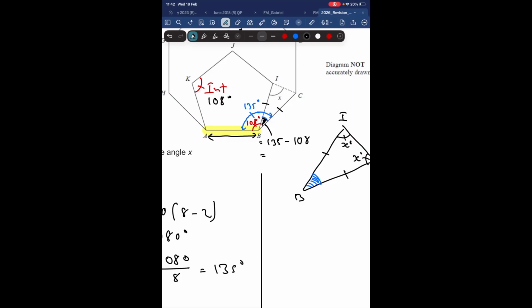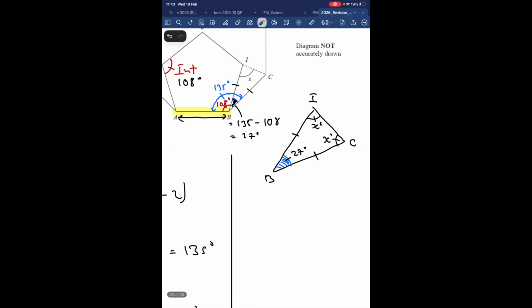And if we work that out, that's going to give us 27 degrees. So this little angle here, in black, not blue, is going to be 27 degrees. So this has got to be 27 degrees as well. So I'm going to mark in this angle here as 27 degrees. The way that I got the 27 degrees is that I subtracted 108 degrees, which was the interior angle of the pentagon, from 135 degrees, which was the interior angle of the octagon.